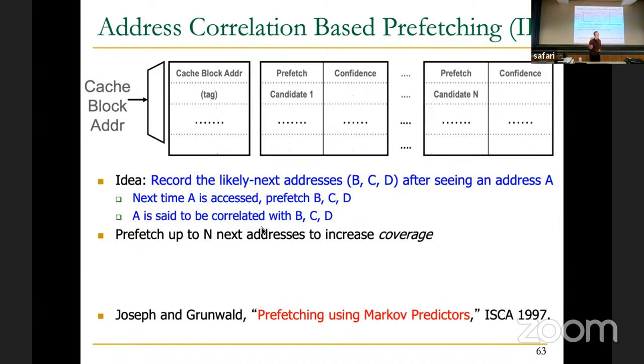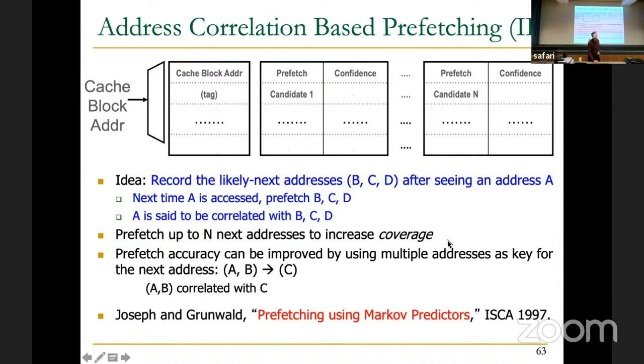And then you can actually increase coverage by prefetching up to the next n addresses, as opposed to just the next one, right? Because if you just prefetch the next one, it may not be good for coverage. You increase coverage by looking further. Timeliness could be an issue. So for timeliness, prefetching up to the next n addresses also helps, or correlating further ahead in the future.